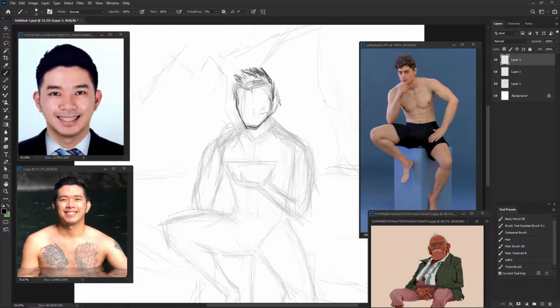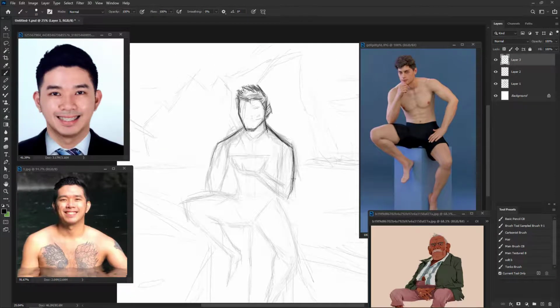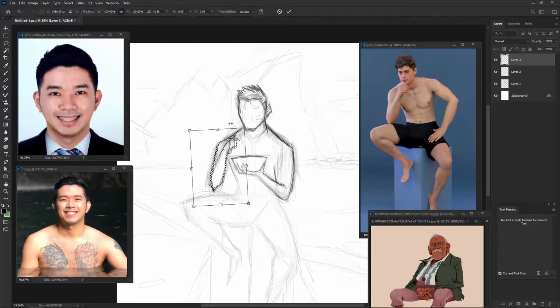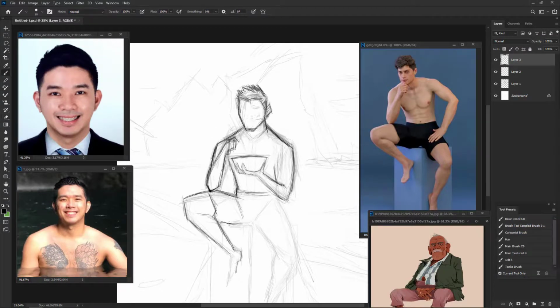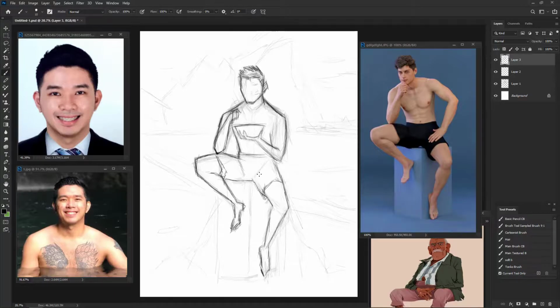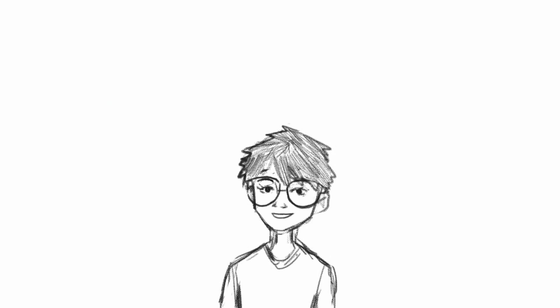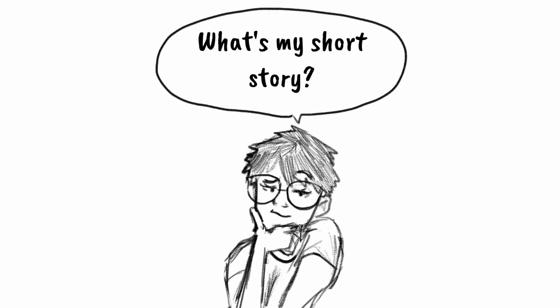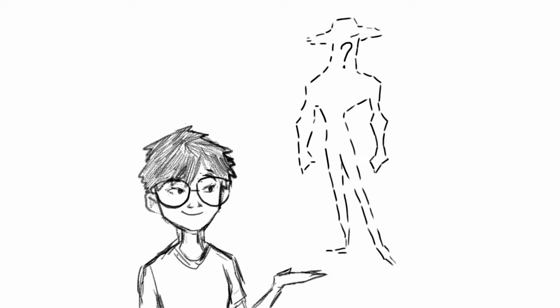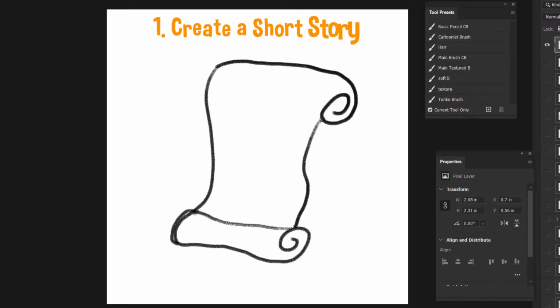Finally, we are now done with the lessons and techniques in creating an illustration. Now we are going to create our own original drawing by using what we learned in the lessons. Imagine that you are a commissioner asking yourself what will be your short story. If you still remember that we have Austin the cowboy, since I have the sample earlier, this is going to be my demo. First is to create a short story of your character.